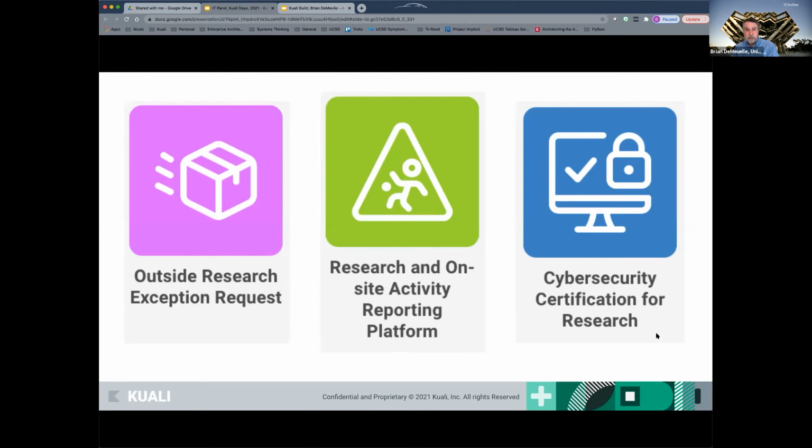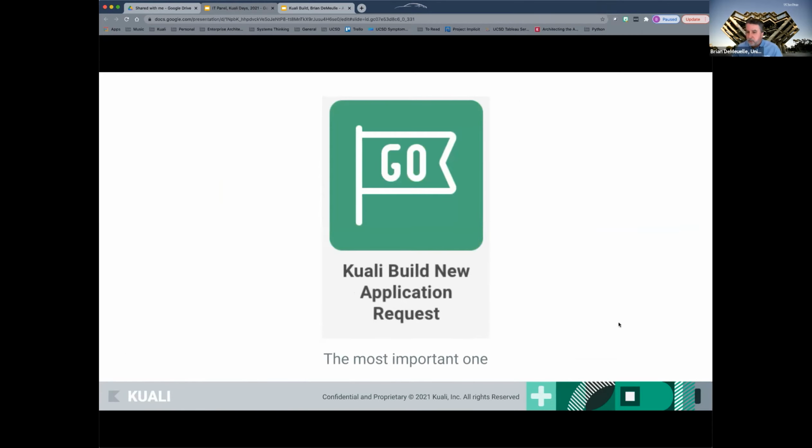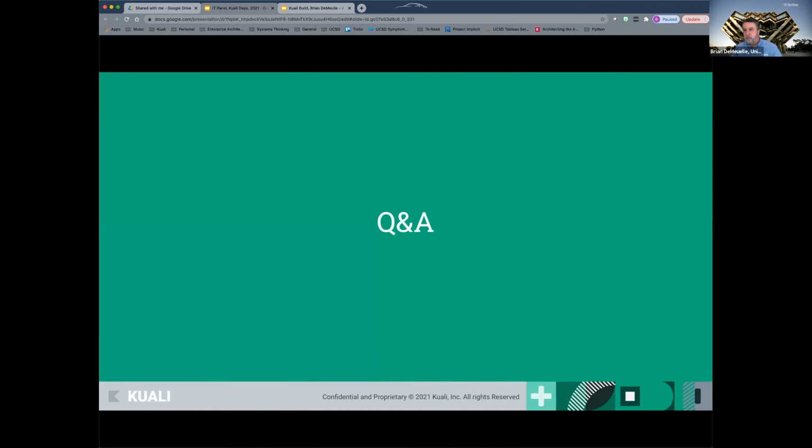Anyway, the most important one is Sean built a Kuali Build application to allow our distributed and other IT and non-IT folks to submit a new application request within Build. And so that's kind of where we're at now. And I know with Sean at the helm, we will be increasing the utilization of Build over the next period. And thank you. Take a question or pass it on.